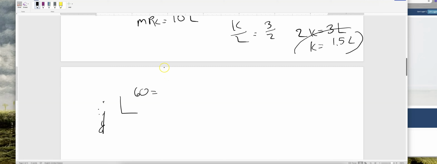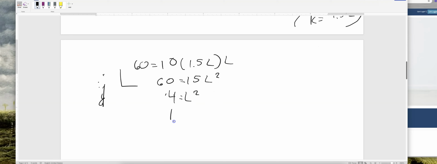Okay, so now I'm going to do 60 equaling 10 times 1.5L times L, right? Because I'm going to substitute for the unknown so that I can now just solve for L. That would give me 60 equaling 15L squared. Divide each side by 15. That's going to get me 4 equals L squared. Take the square root of both sides. And that's going to get me 2.